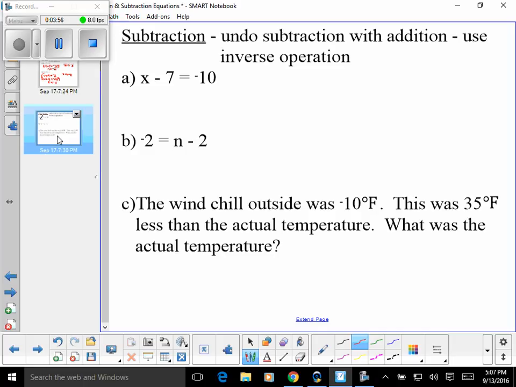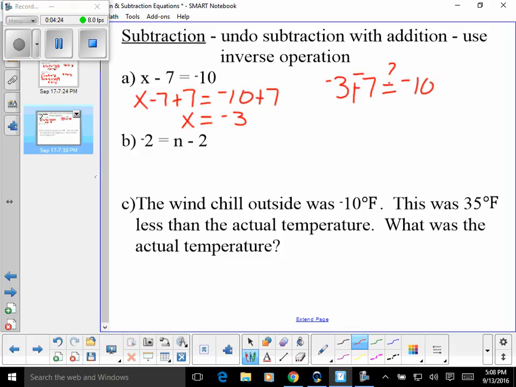What about if we start with subtraction? Well, if the original equation is subtraction, then yes, the inverse operation is going to be addition. So I'm going to have x minus 7 plus 7 equals negative 10 plus 7. x is going to equal negative 3. Check it out. If I take negative 3 minus 7, do I get negative 10? Well, if I add the opposite, yes, negative 10 equals negative 10.